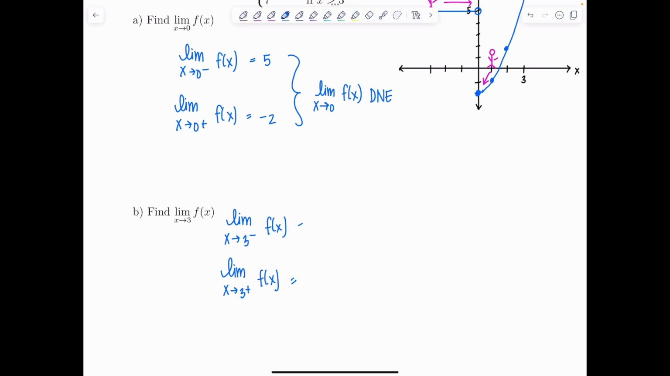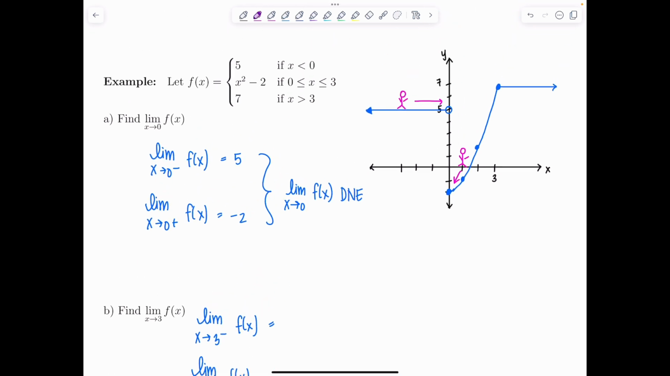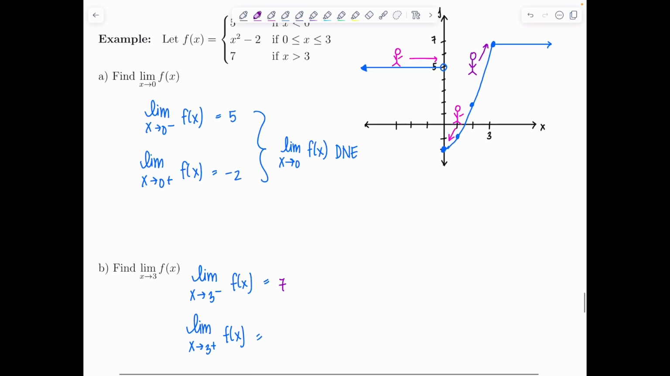So from the left of 3, we're here. What y value are we heading towards? We're heading towards 7. Now, if I'm on the right side of 3, I'm over here. Where am I heading? Towards 7 again. Okay, we're heading towards the same place. So the limit as x approaches 3 of f of x equals 7. Very good.